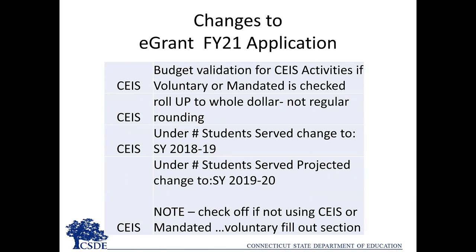CEIS, these are some of the changes there. Again, having that budget validation piece that we just talked about, rolling up to the next dollar, and as well as the students changed, the students served, should I say, was changed both to reflect if you used CEIS last year and moving into this year's use. And then checking off if you're not using CEIS or mandated, you voluntarily fill out the section. And I'll show this in a minute, the changes.